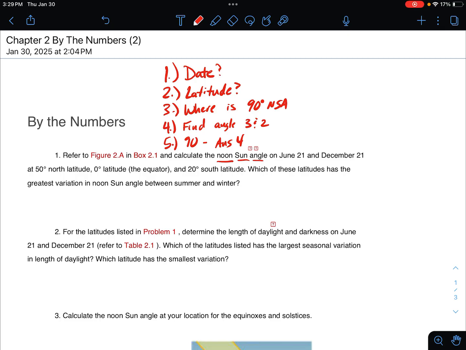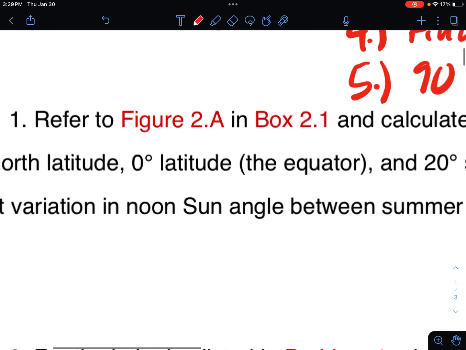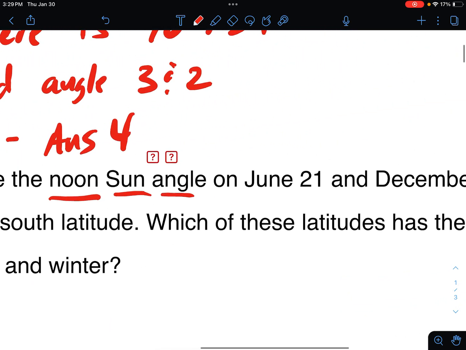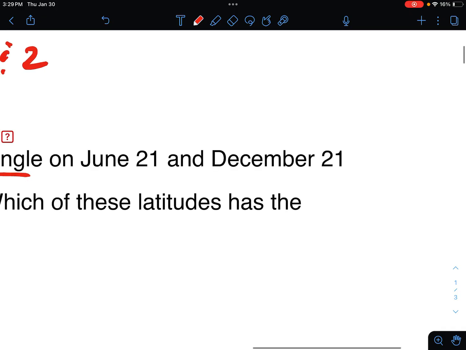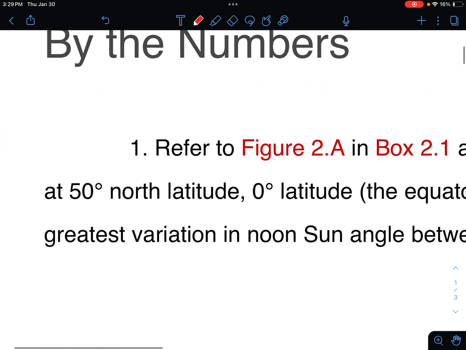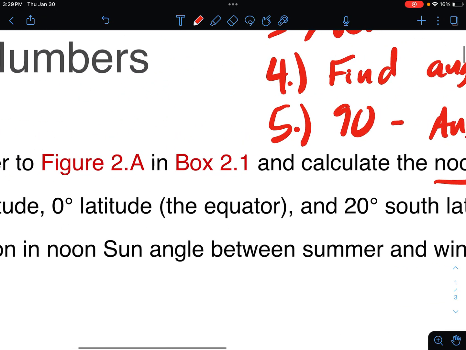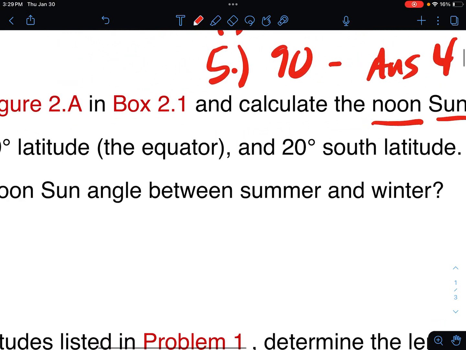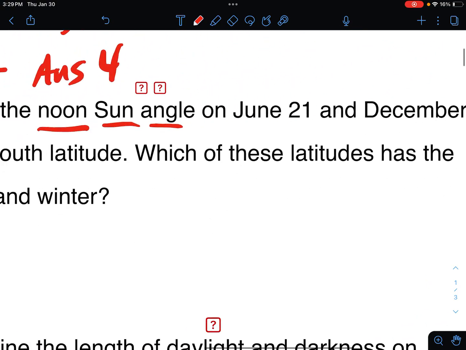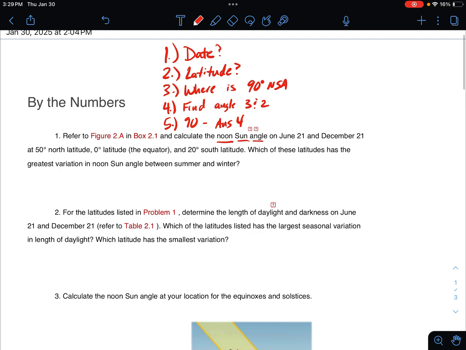So here we go. The first question says, refer to figure 2A, box 1, and calculate the noon sun angle for June 21st and December 21st at 50 degrees north, 0 degrees latitude, aka the equator, and 20 degrees south. And then we're going to look at which one has the greatest variation.